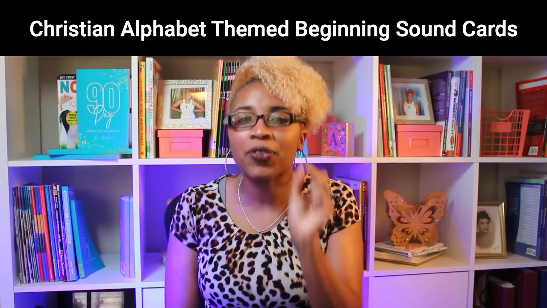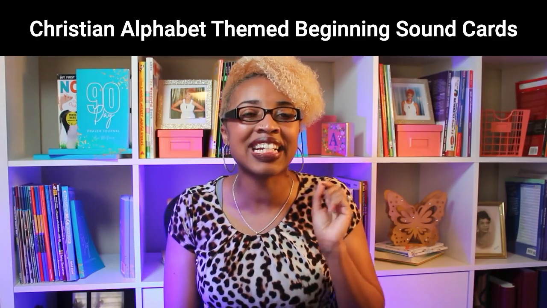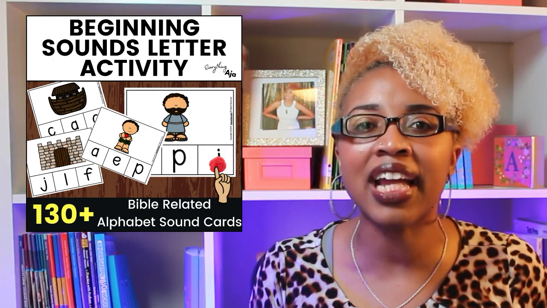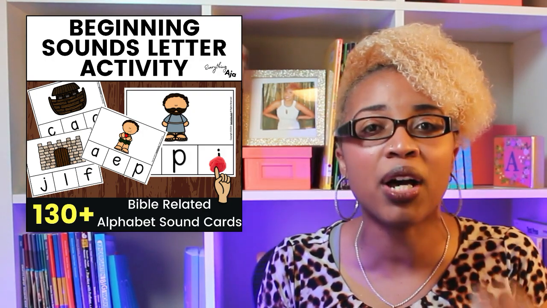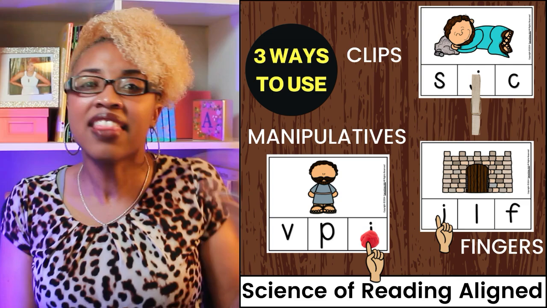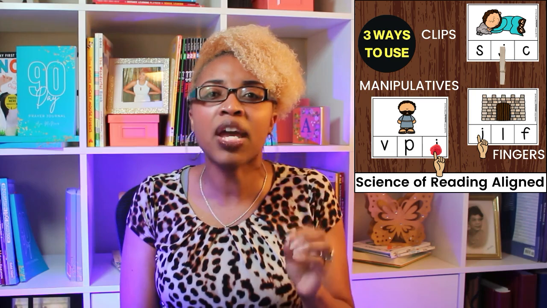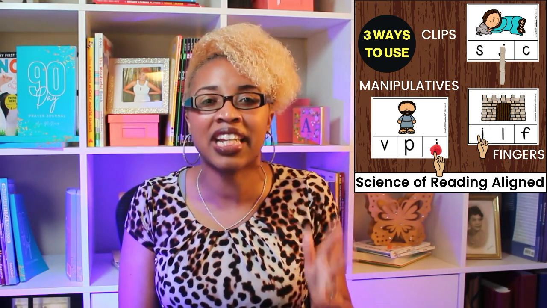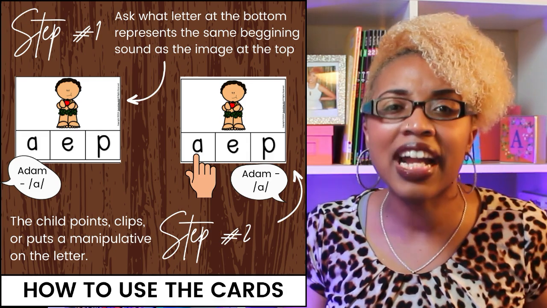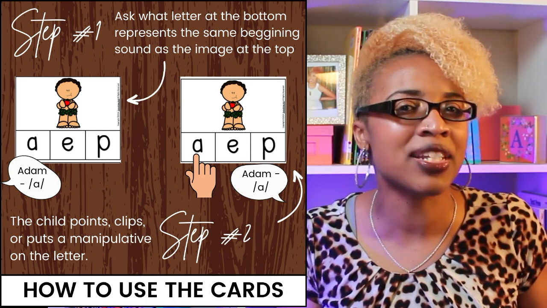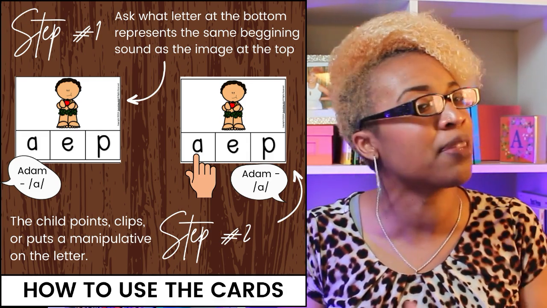Next up, we have Christian alphabet-themed beginning sound cards. Children will look at the picture on the card and say the name of the image or picture they see, then either using clothespins or any other kind of manipulative, they will identify which one of the three letters actually matches the beginning sound that they hear. It's interactive, it's engaging, and it reinforces both letter recognition and faith-based learning.